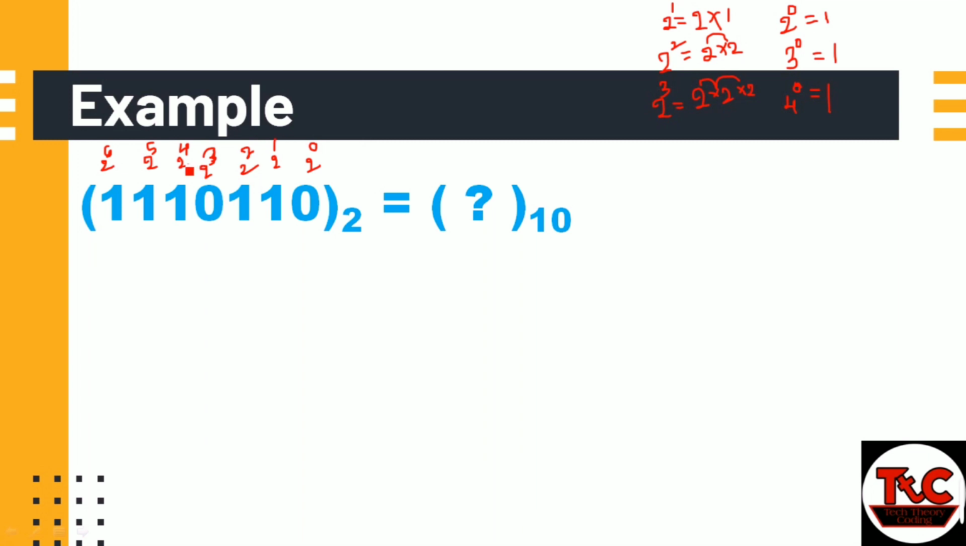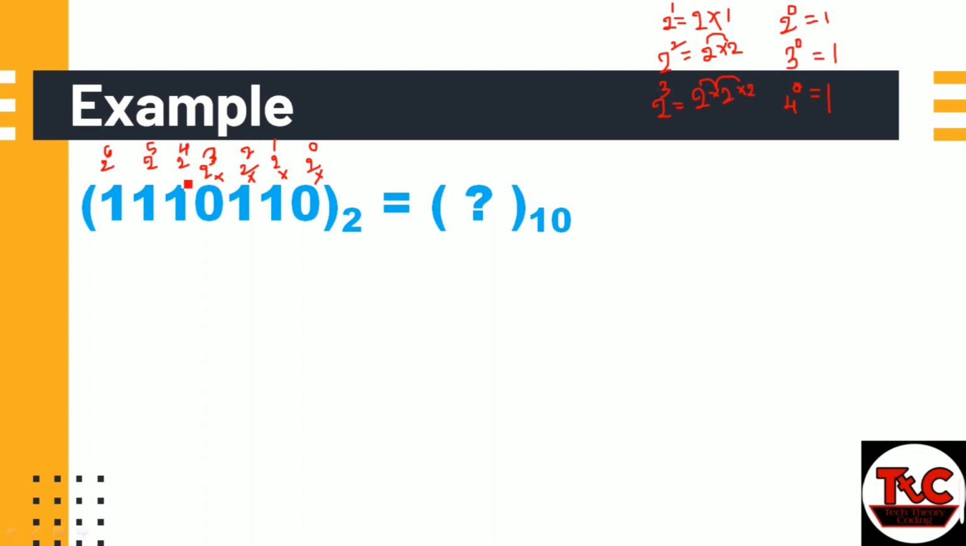Similarly, you have to find the value of 2 to the power 4, 2 to the power 5 and 2 to the power 6. Now what is the next step? After finding its value, you have to multiply that value with each given digit. 2 to the power 0, 1 will be multiplied with this 0. 2 to the power 1 is 2, that will be multiplied with this given digit. 2 to the power 2 is 4, 4 will be multiplied with this given digit. Next 2 to the power 3 is 8 and 8 will be multiplied with this digit.